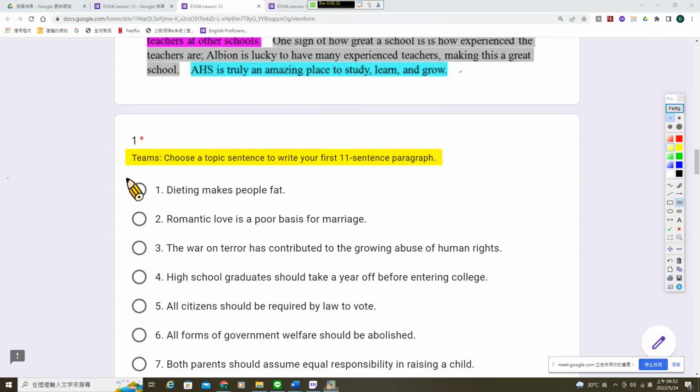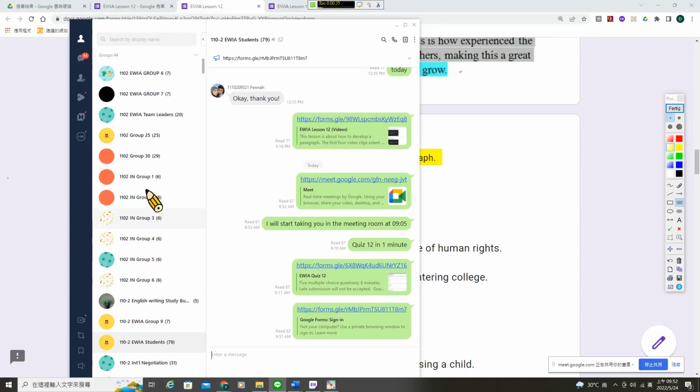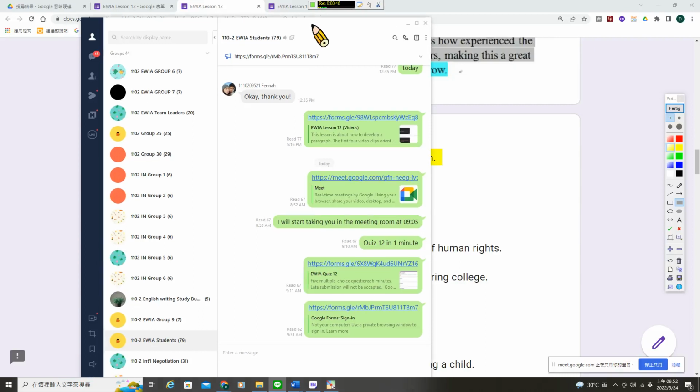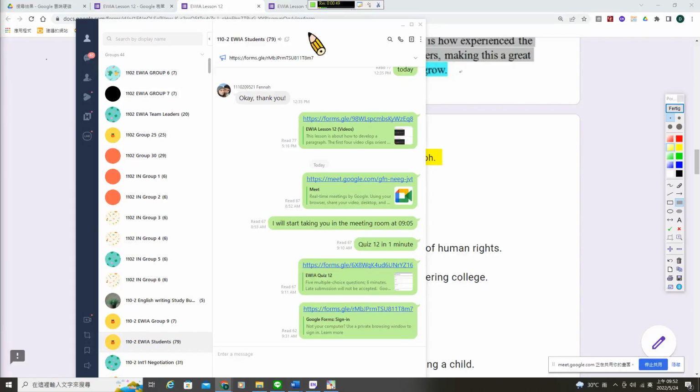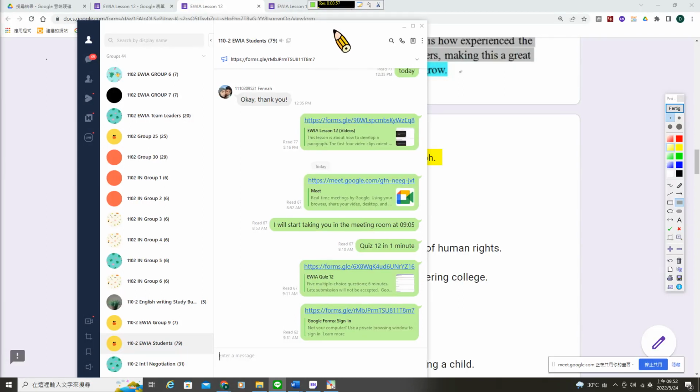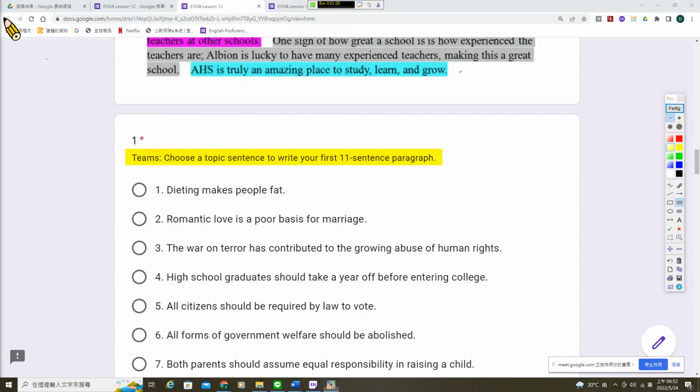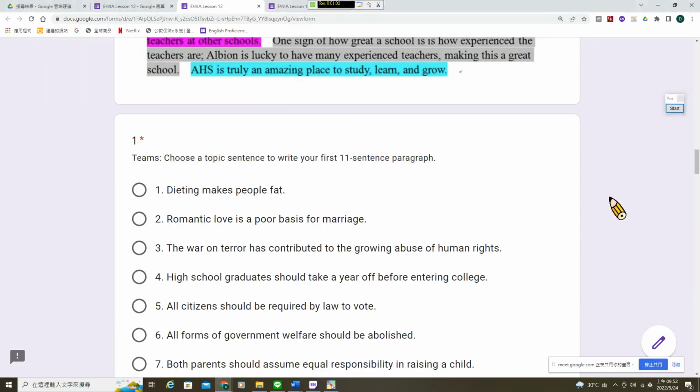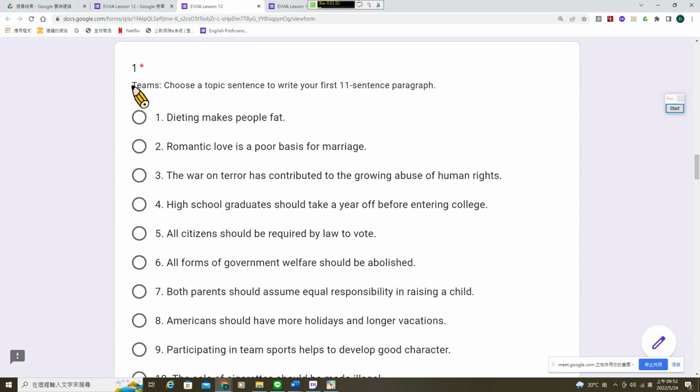So you can use your group, just like this one. You can use your group for your own discussion. Okay, and each group can have a brainstorming and come up with the same result. And by the end of your group discussion, each group should produce your own 11-sentence paragraph. Okay, so now let me tell you how to do this. The first one I have set up for the first question. So you have to choose a topic sentence to write your first 11-sentence paragraph.